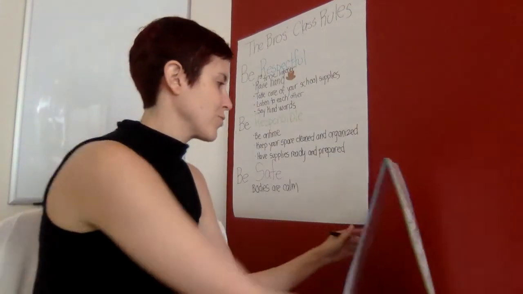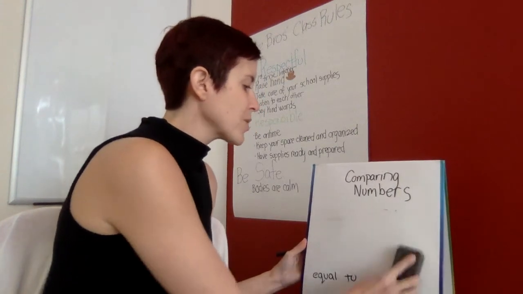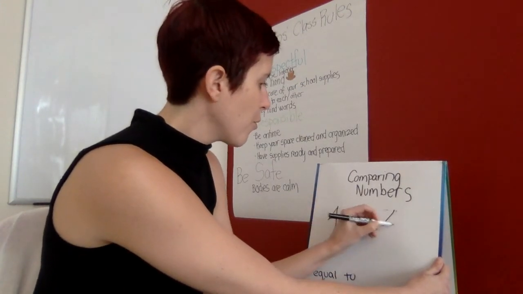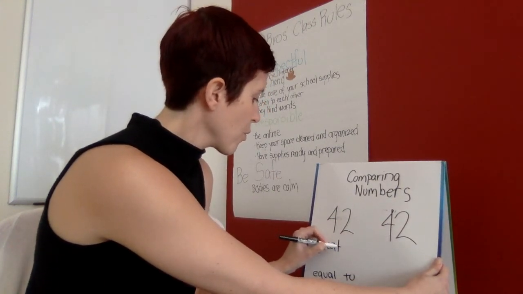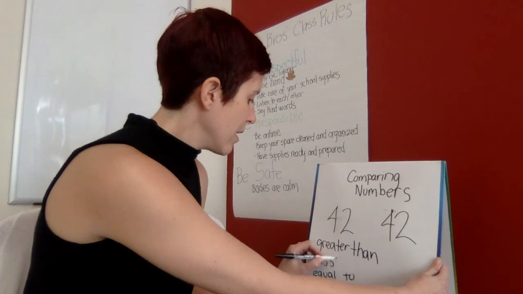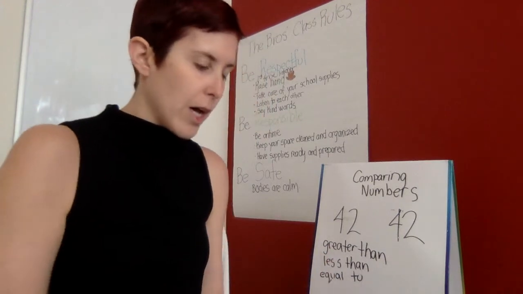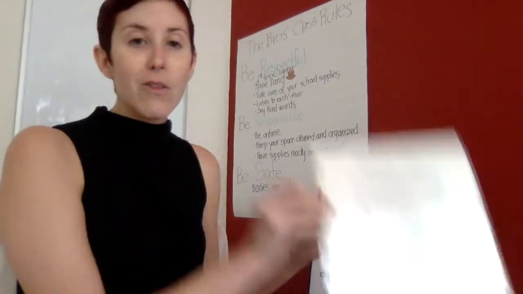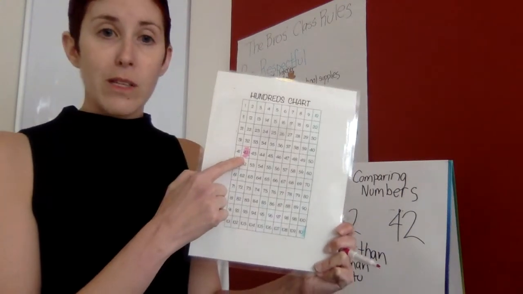One more problem, but I have to redo this. Our next one is, and I want you to think about this, 42 and 42. So we have greater than, and then we have less than, and then we have equal to. So looking at these, if I had to look on my hundreds chart, I would fill in 42, and you're like, Ms. Sparks, I don't even need to do this because I already know what the answer is. Now, my next number, 42, I would fill in the same answer.